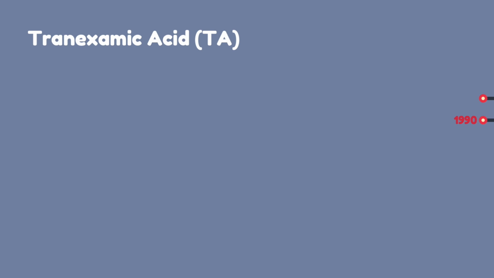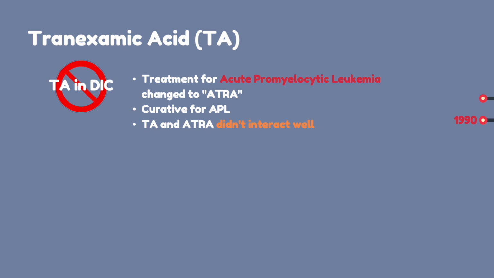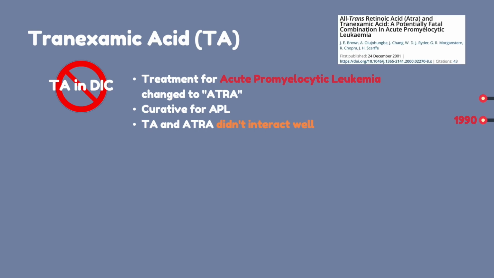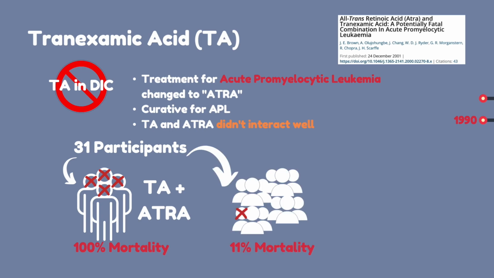There are no current high-quality studies investigating TA in DIC, and 1 year after the previous paper, the first-line treatment for APL changed to all-trans-retinoic acid, or ATRA, which could induce complete remission of APL. Unfortunately, TA didn't interact well with it and was scrapped from the management lineup. This was well demonstrated by a retrospective study by Brown et al. Of the 31 participants being treated for APL, 4 were given TA and ATRA in combination. All of them died. Of those given ATRA without TA, only 1 of 9 died.